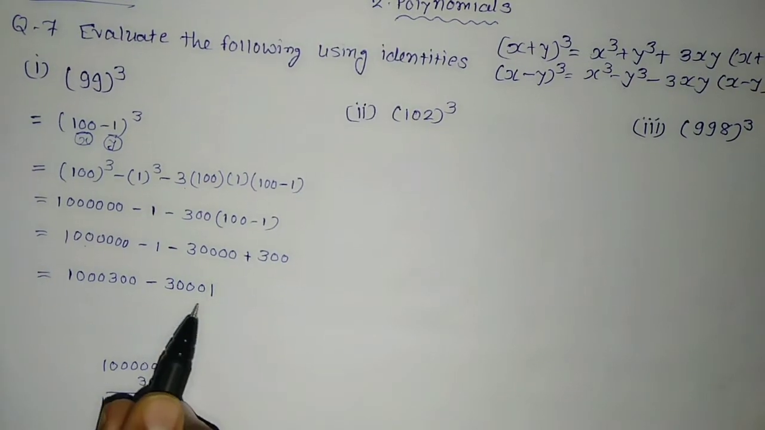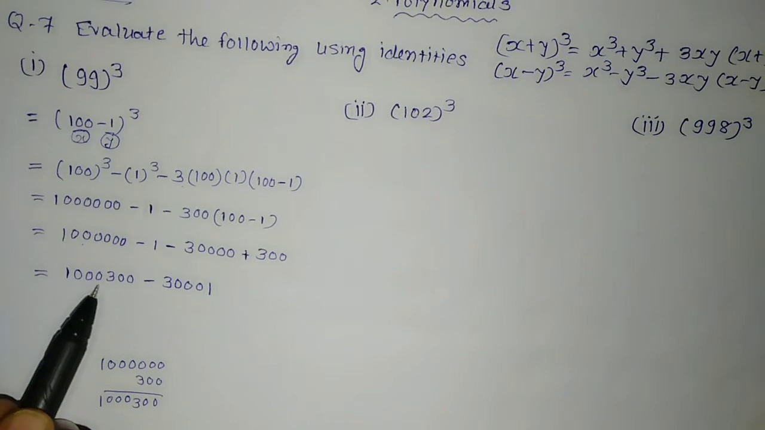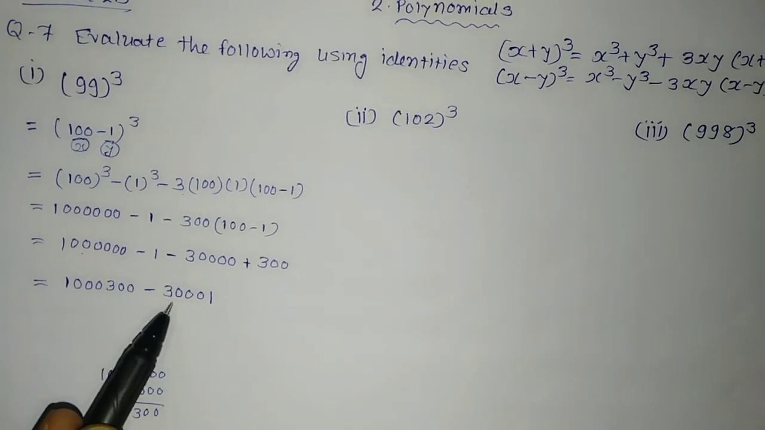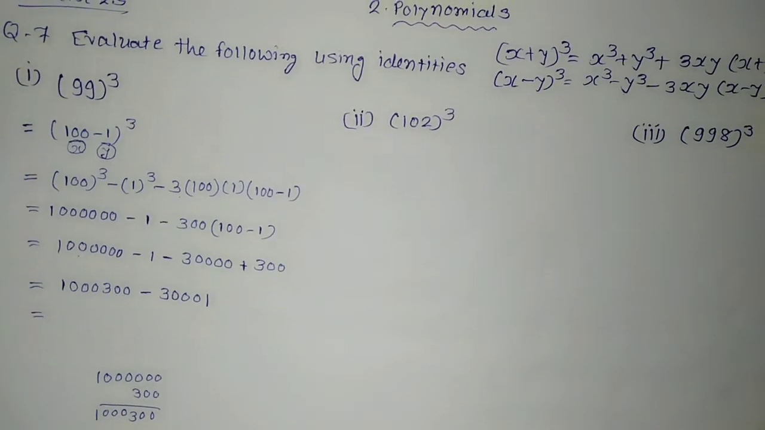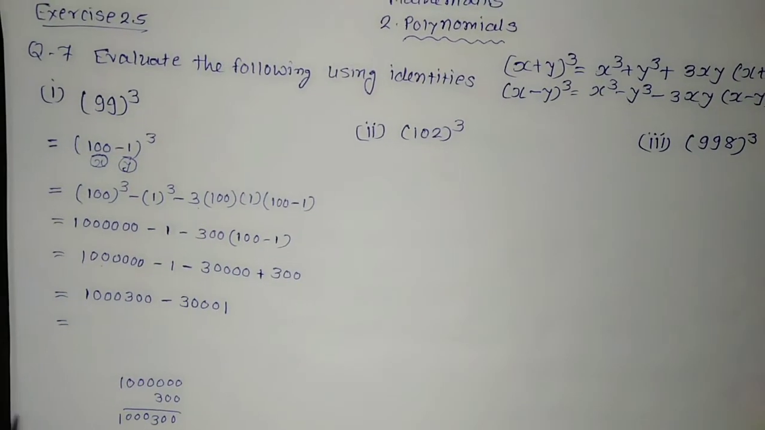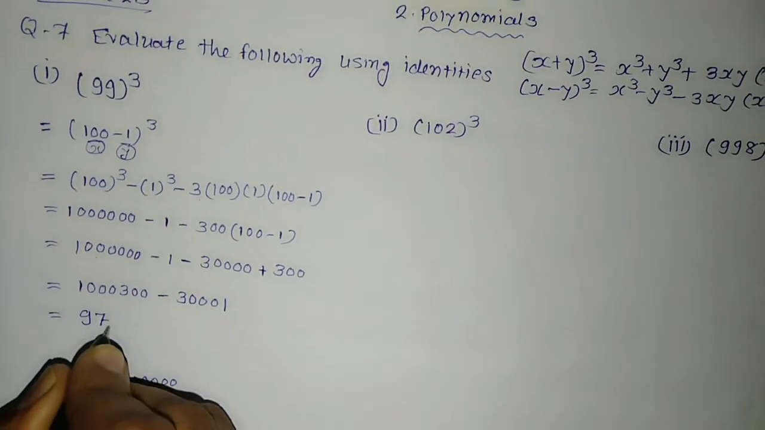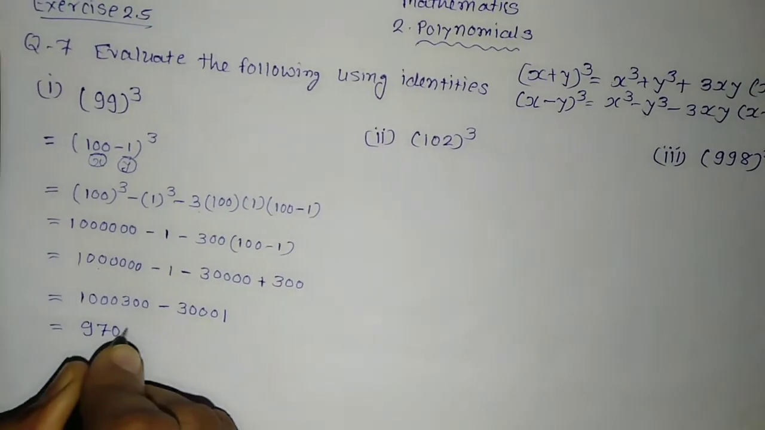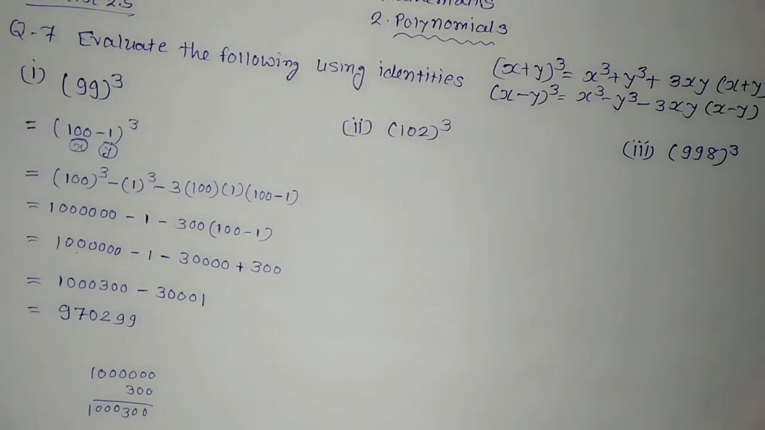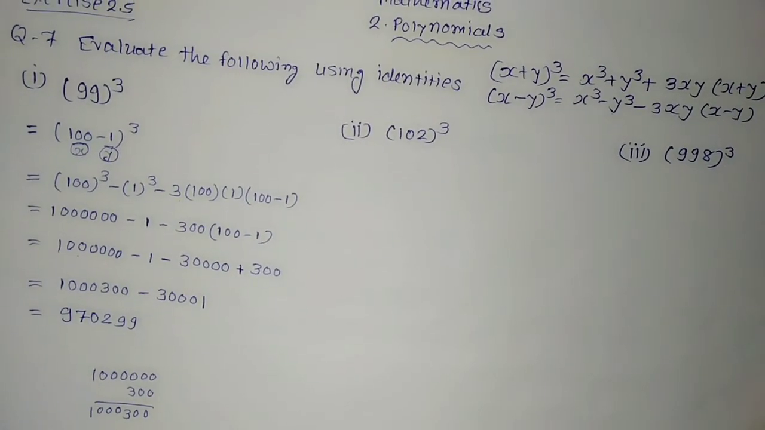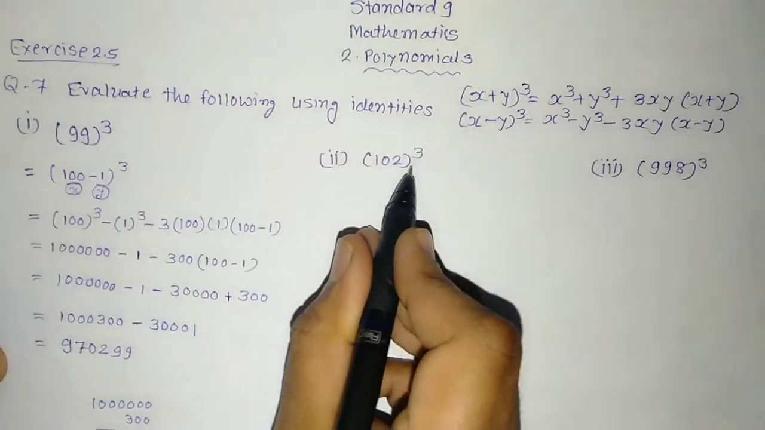Now what do we have to do? We have to subtract 1,000,300 minus 3,001. You know how to do the subtraction. So you will do that subtraction and ultimately you will get the answer, that is 970,299. This is how you can solve it. Now let us see question number 2. In question number 2 again we will see that it is 102 whole cube.